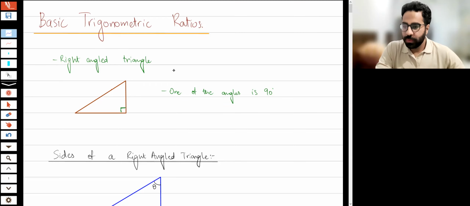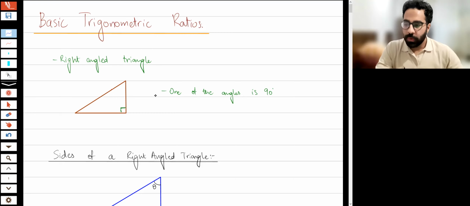Okay, in this video, we're going to discuss the basic trigonometric ratios. Before discussing them, we need to understand what a right-angled triangle is, because all of these basic trigonometric ratios can only be applied on a right-angled triangle. If you don't have a right-angled triangle, they cannot be applied. Okay? What are those basic trigonometric ratios? Sine, cosine, and tan.